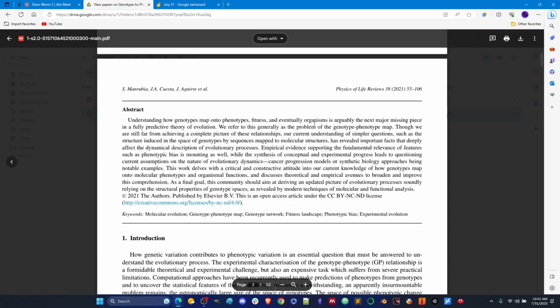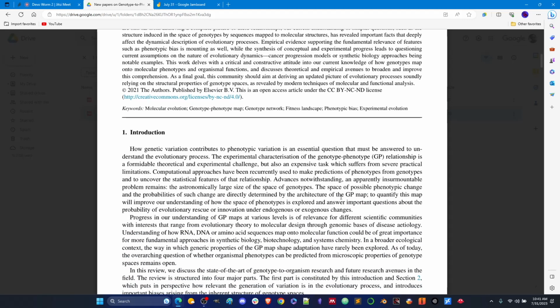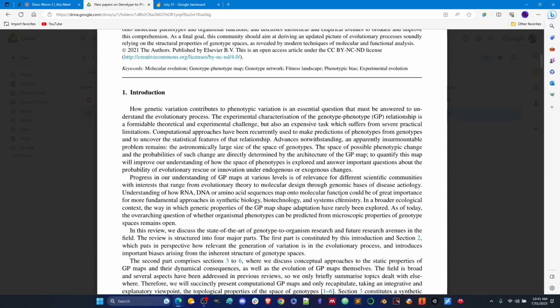So this is the abstract of this paper. This basically talks about the relationship between genotype and phenotype. And of course, if you have an RNA molecule as your phenotype, that's great, that's convenient. But a lot of real-world phenotypes are a lot more complicated than that. They're complex, they're not discrete, they have a lot of discontinuities.